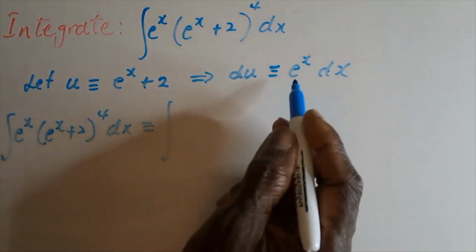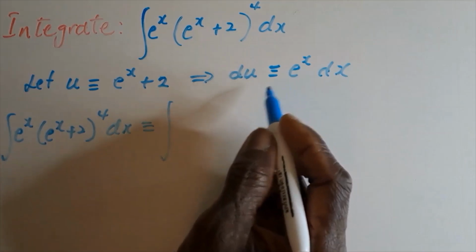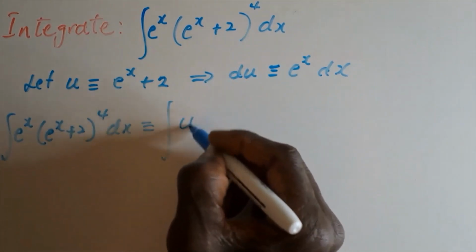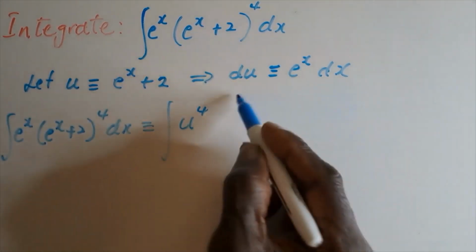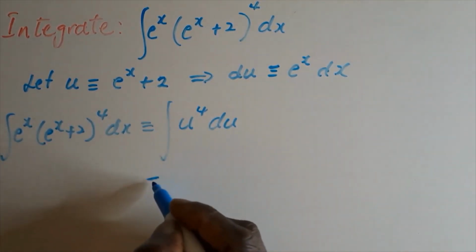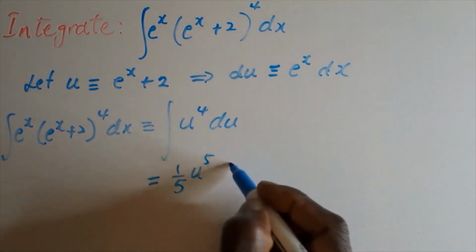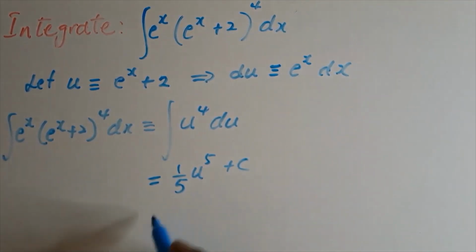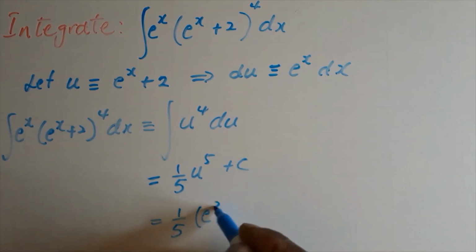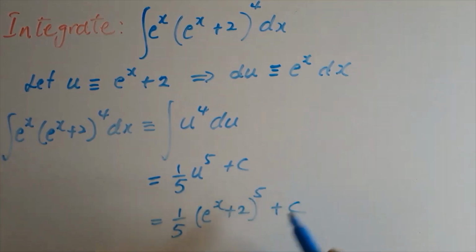what we have. So u raised to the 4th power, and e to the x dx, which is du, and this is equal to 1 over 5 u to the 5 add c. Our u is e to the x add 2, so we have 1 over 5 times (e to the x add 2) raised to the 5th power add c.